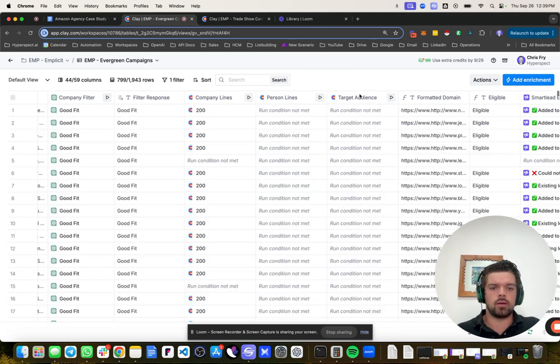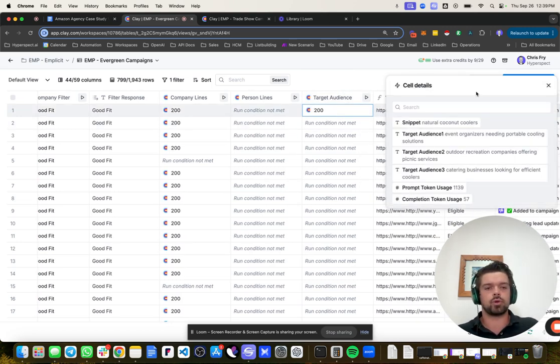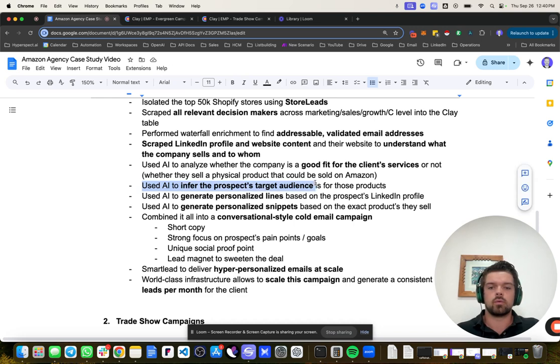And then here, I'll just run a couple of these examples. We generate personalized snippets, understanding what it is that they sell and who their target audience is, right? So they sell natural coconut coolers. Great product, cool product. And they sell it to event organizers, outdoor recreation companies, and catering businesses. So these are all potential target audiences, and we can bring this up in the email, and we do. That's really where AI can be used right now, to personalize these types of emails and drive up that conversion rate. So we inferred the target audience.